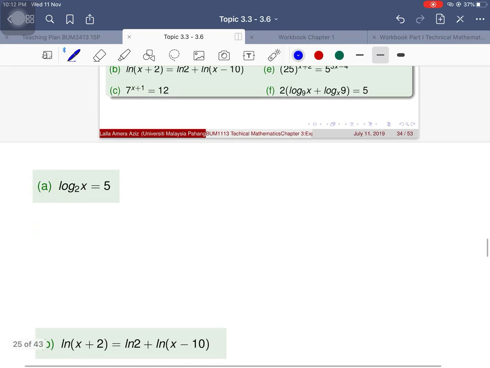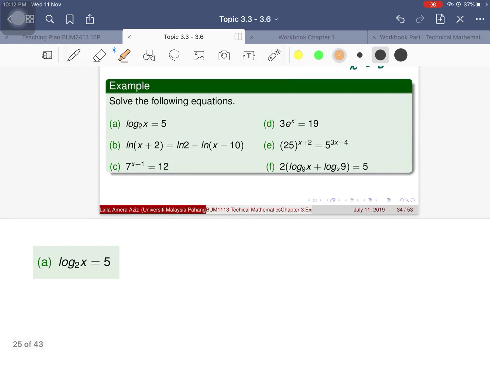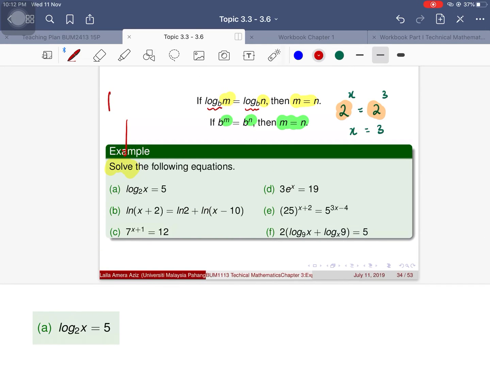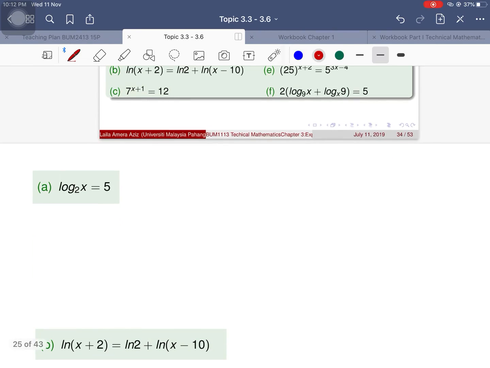Okay, I'm going to start with the first one, which is log base 2 of x is equal to 5. I would like to be clear about this with you. When the question says solve, it means you have to find the value of the variable. Solve means find the value of the variable. For example, if I have log base 2 of x, what is my variable? My variable is x. So for this case, I have log base 2 of x equal to 5, and I have to find the value of x.